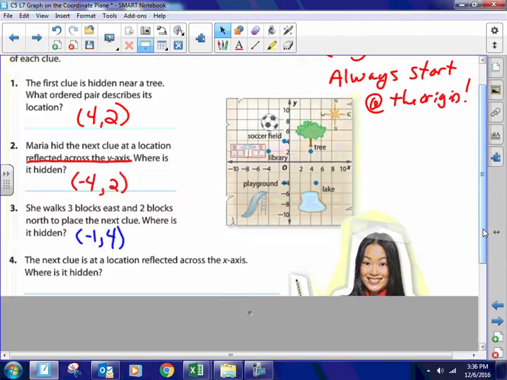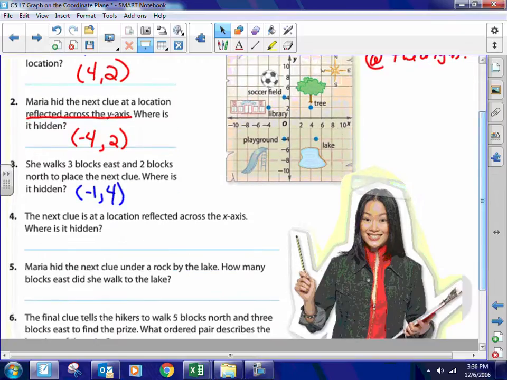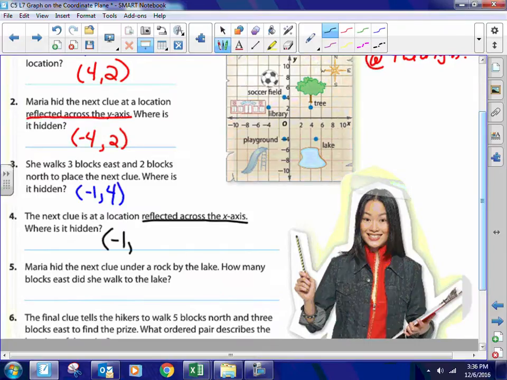The next clue is at a location reflected across the x-axis. We already know the point that we're at, and when it's reflected across the x-axis, that means the x stays the same. So we know the x-coordinate. Now we take the opposite of the y-coordinate. The opposite of the y-coordinate is -1, comma -4. Awesome. Okay, no big deal.